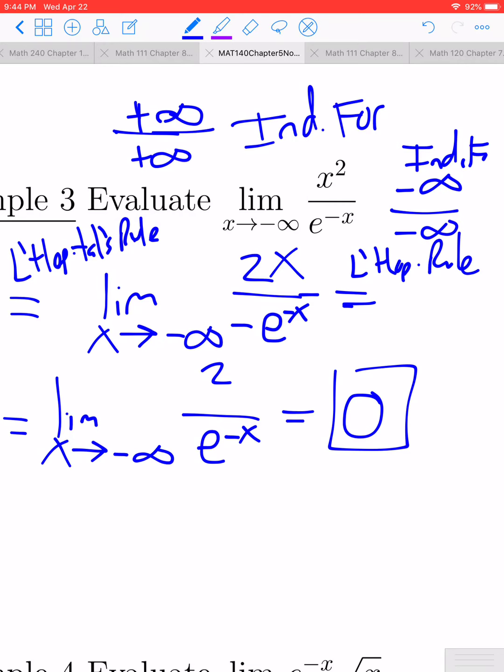This example also illustrates that sometimes when we're able to apply L'Hopital's rule, we may often have to use that rule multiple times in order to evaluate the limit ultimately.